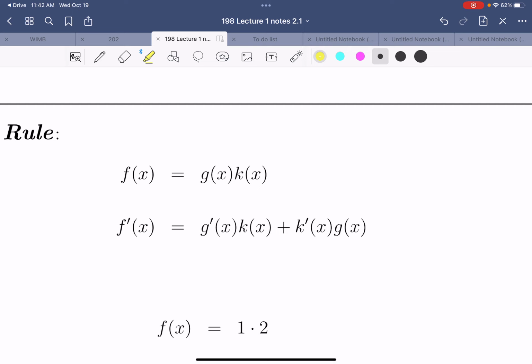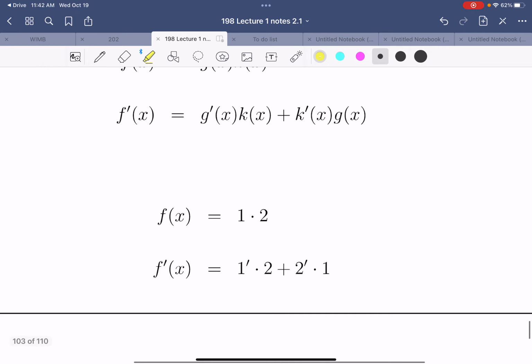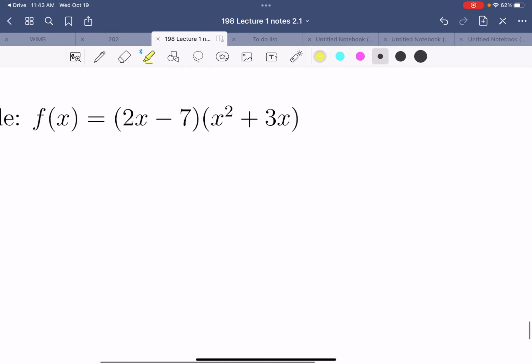Now, I think it gets a little bit confusing with letters and k's and x's and all kinds of stuff. So I think about it in terms of numbers. So if I have a function that's written as two functions being multiplied together, function 1 times function 2, I think of the product rule as 1 prime 2 plus 2 prime 1. It's easy to say, and it's easier to write out. So in this case, this was our example from above.